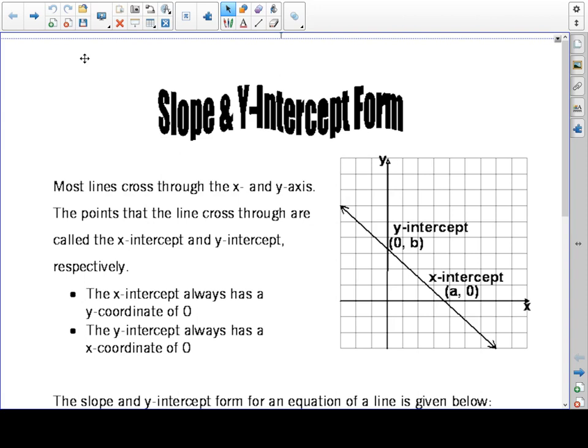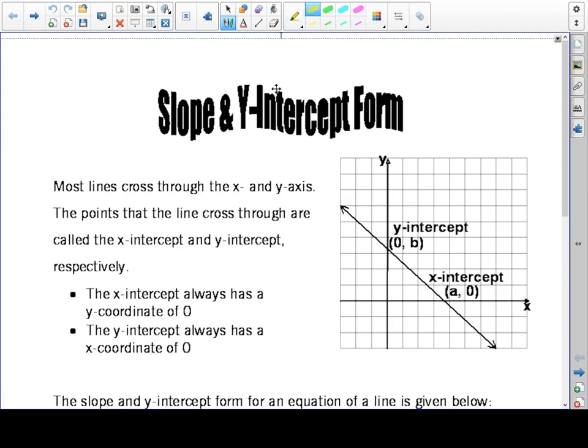The beautiful thing about the slope y-intercept form is if you see an equation in that form, you can instantly know the slope, and you can instantly know the y-intercept, and that's enough to tell you information about the line, and it's also enough to help you graph the line, should you wish to do so. So let's define some things first and take a look at some information here.